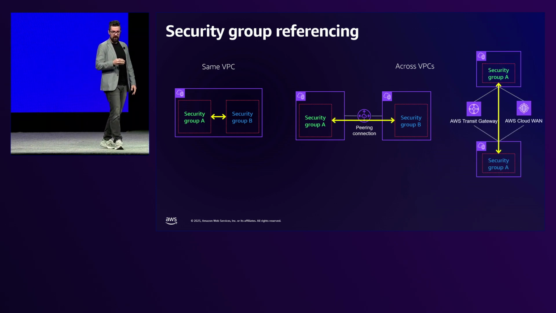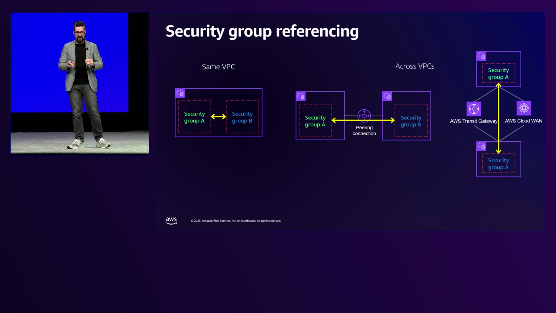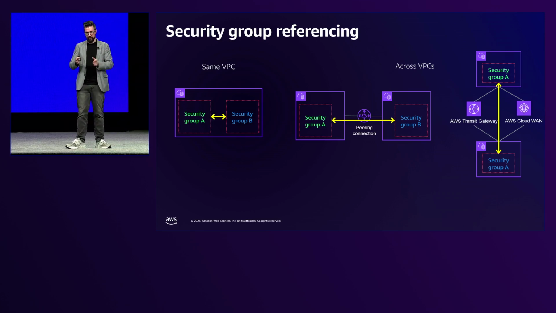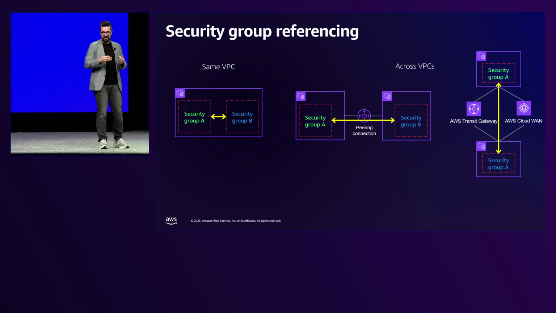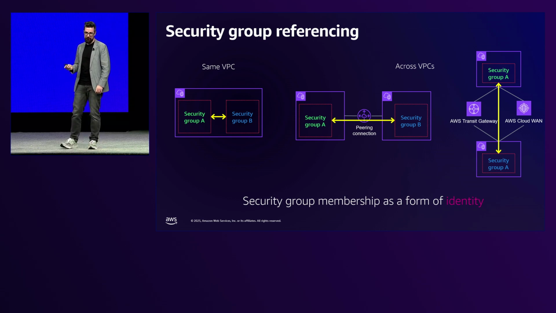Now, with this, there are a couple of considerations. You won't be able to do this if you have a firewall in the path between VPC A and B and your transit gateway and your Cloud WAN. But this is still closer to what we want. This is zero trust adjacent because, again, we're using our security group membership as a form of identity.